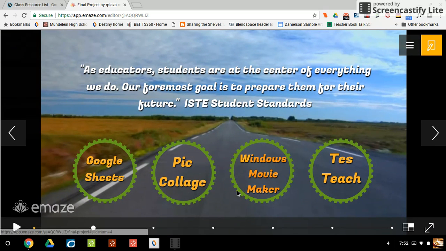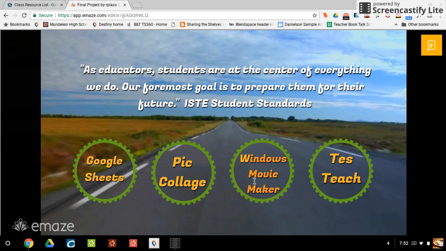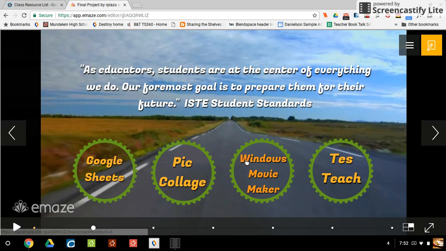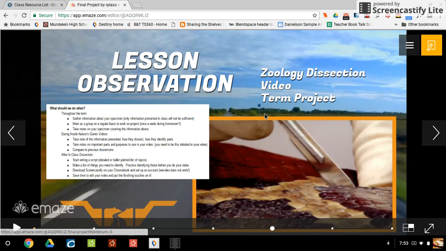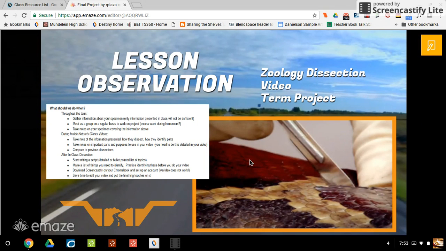The third project I have here is an observation of a zoology class that used the computer lab. They were dissecting lots of different creatures. Not in the library, thank you very much, but they did need to use the computers in the library. Even though we have a one-to-one Chromebook program, they needed to use the computers to make their videos with Windows Movie Maker. This is a great project.